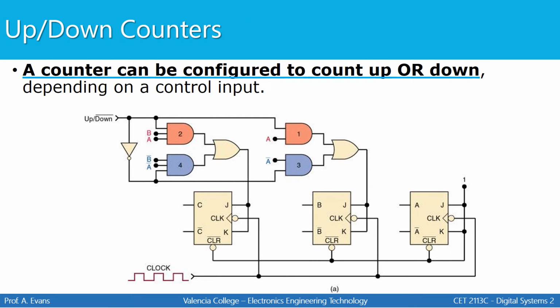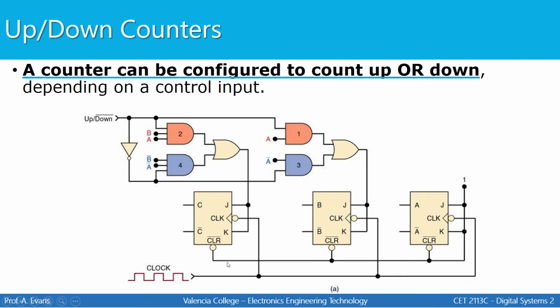An up-down counter is a counter that can be configured to count up or down depending on a control input. And on the screen you'll see an example of what a schematic for an up-down counter might look like. Notice we have a little bit more going on here. Let's start by looking at the inputs for each flip-flop. We can see that all flip-flops are connected to a clock signal, just like before. So this is going to be a synchronous up-down counter.